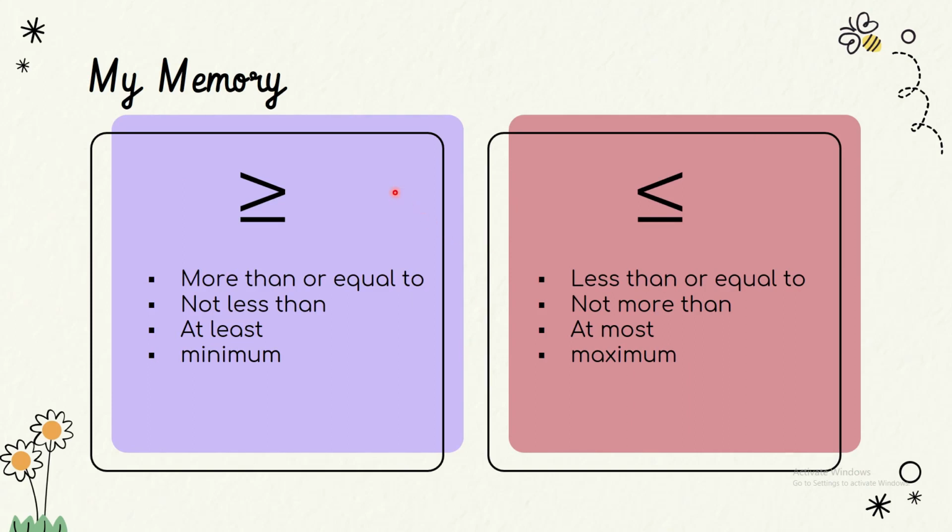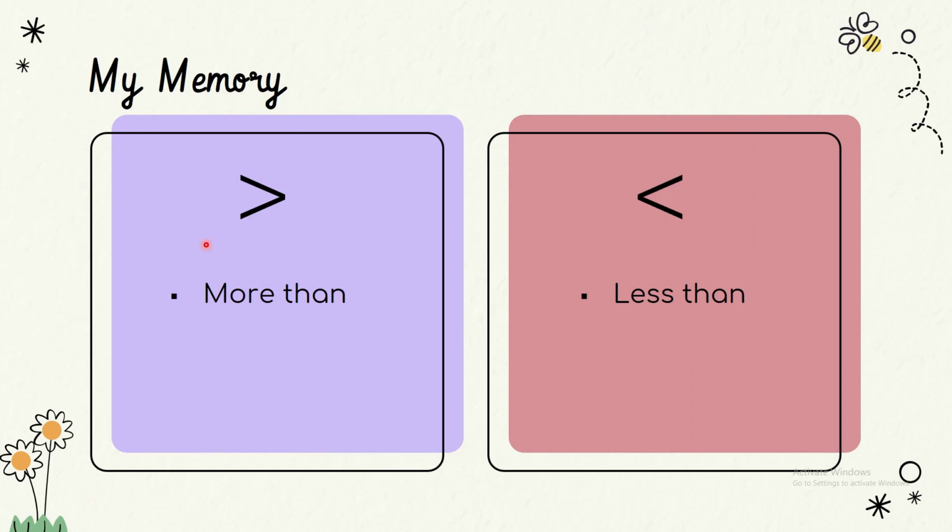Now we have reached the end of the lesson, so I need you to remember these symbols. The first symbol is higher than or equal to, more than or equal to. It can also mean not less than, at least, or minimum. These keywords involve this symbol. The second symbol, on the right, is less than or equal to, which also means not more than, at most, or maximum. The next symbol is more than, higher than, or greater than. The last symbol is less than, lower than. These four symbols are inequality symbols.